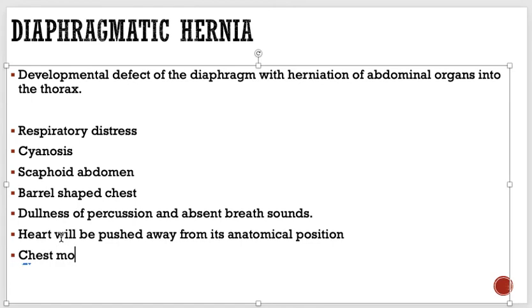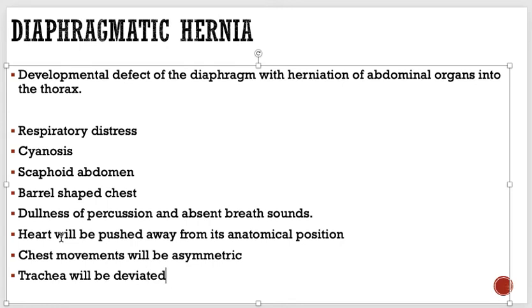The chest movements, when you observe, will not be symmetric, rather asymmetric, right? Why? Because the chest movements cannot be normal, because the lungs are pushed on one side. And the trachea will be deviated. Normally our trachea is in the middle, but as the lungs are pushed on one side, the trachea will be pushed on one side as well. The trachea is deviated away from the affected side, because of course the lungs are pushed by the intestines to one side. So simply, the trachea will be deviated.